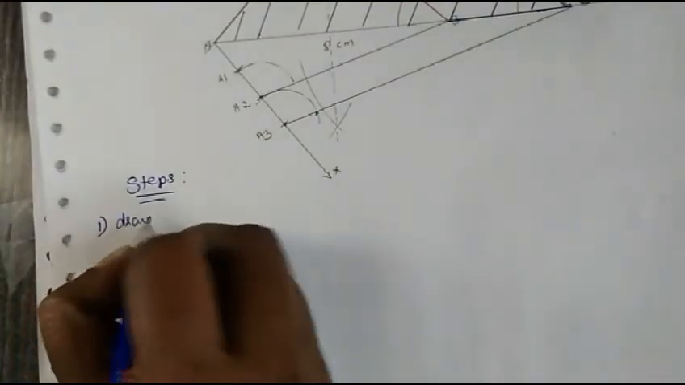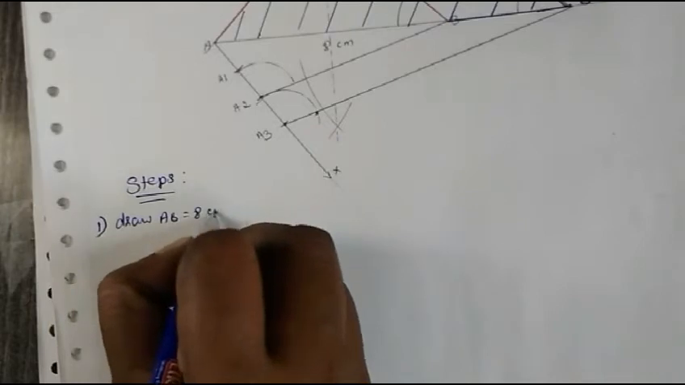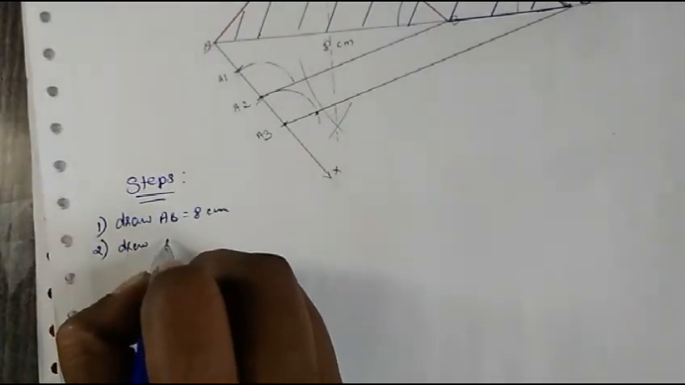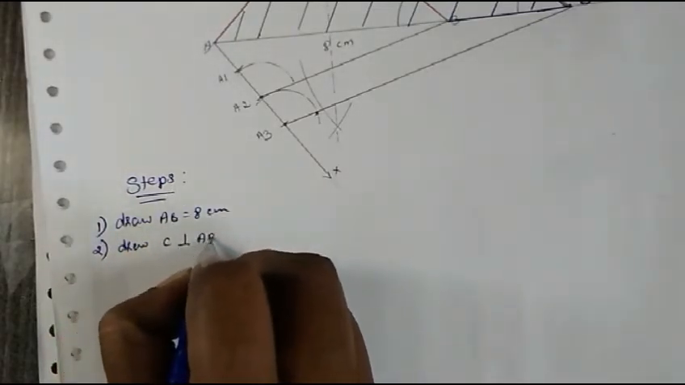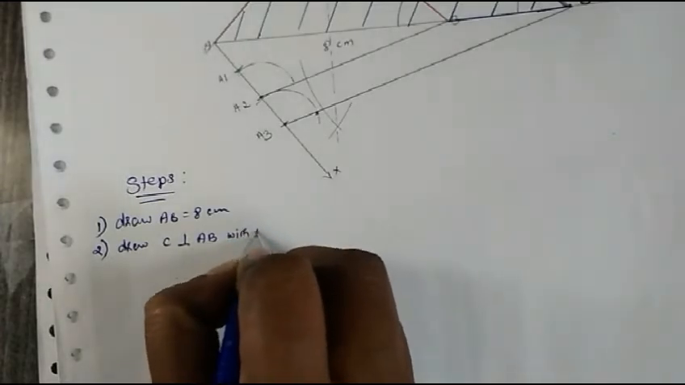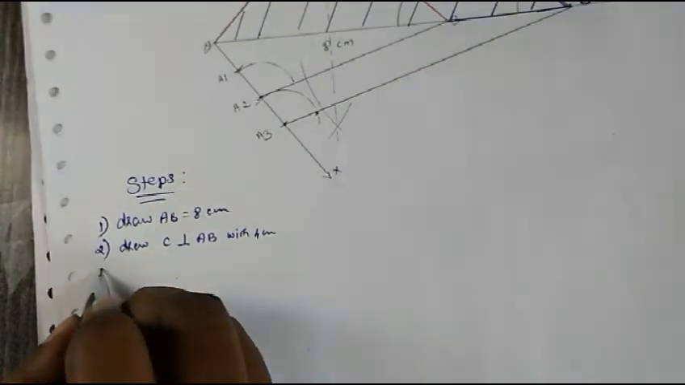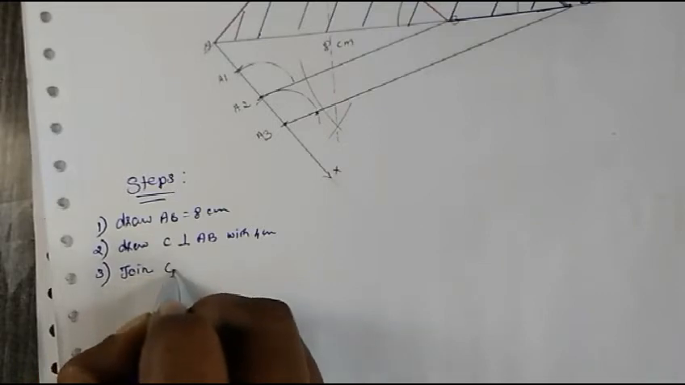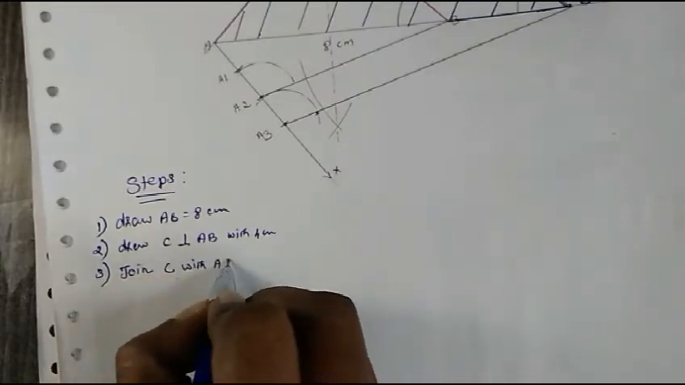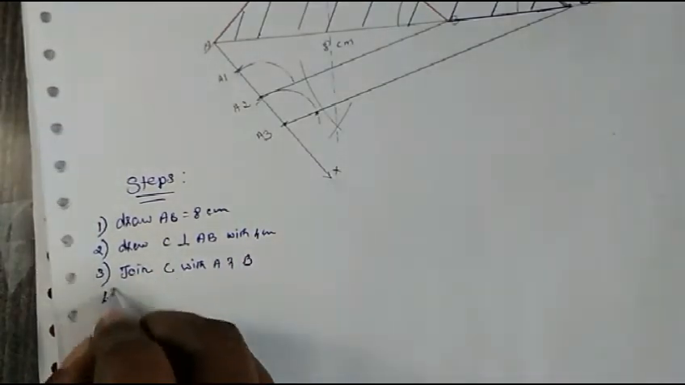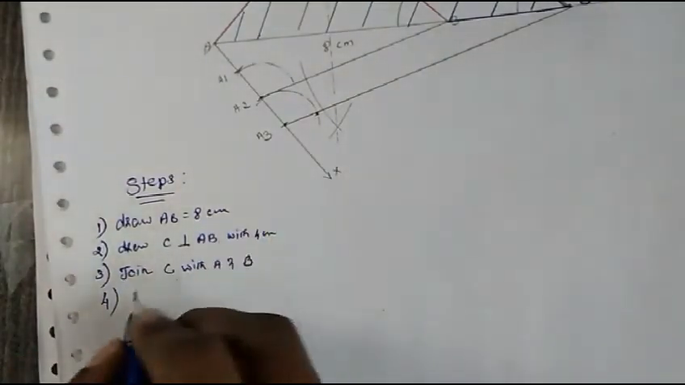First draw AB of 8 centimeters, then draw C perpendicular to AB with 4 centimeters. Then join C with A and B. Okay, in short I am just writing. You can write in your own words as you have done it.